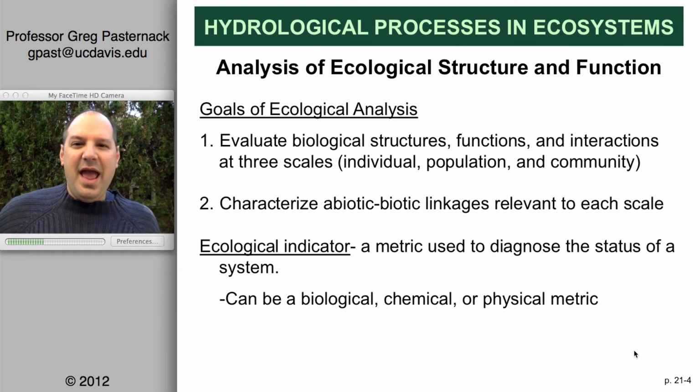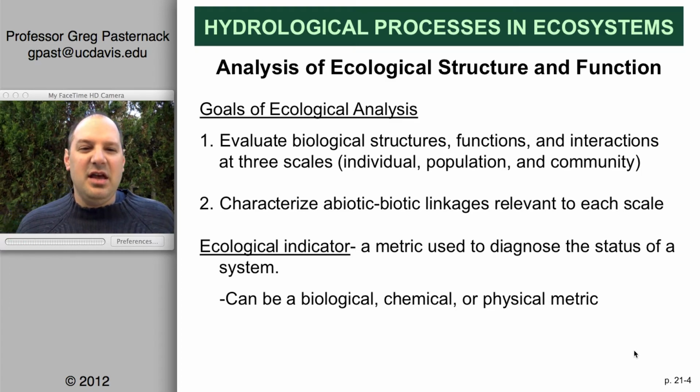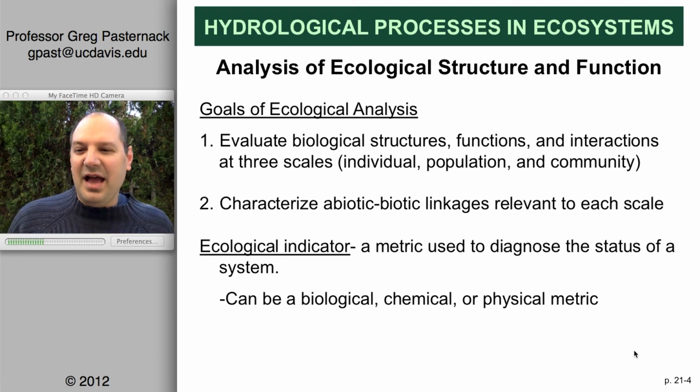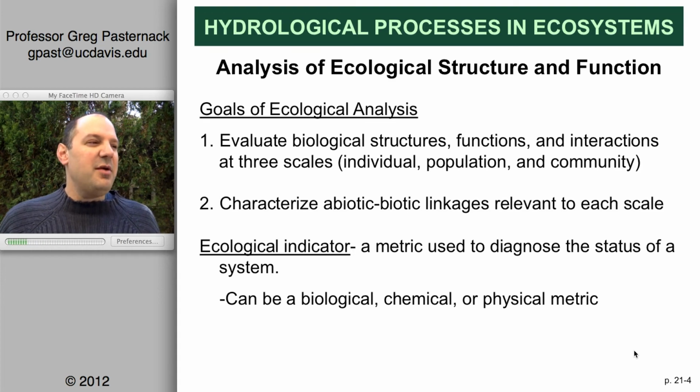Okay, so we have a structure that could be present for populations and communities in terms of the abundance and distribution of those organisms. And we have different functions that could be taking place, like competition, predation, birth, death, migration, and so forth. And so what we need to do when we think about eco-hydraulic analysis is evaluate these structures, functions, and interactions at the different ecological scales of individual, population and community. And then we're also going to want to characterize the abiotic, biotic linkages relevant to each scale.